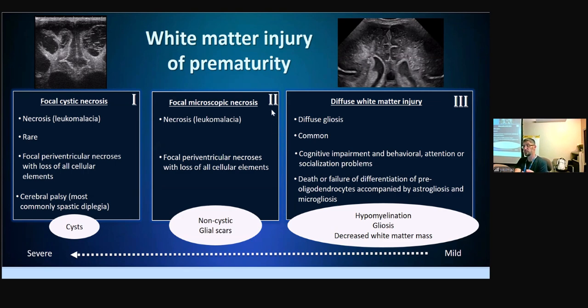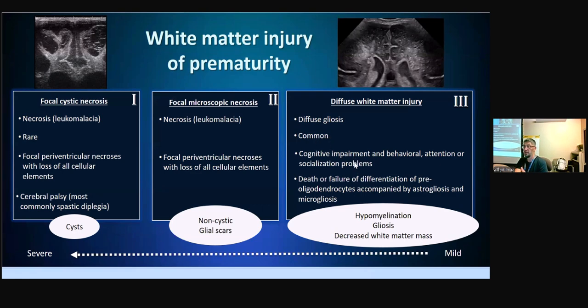But there are also two other different groups of PVL, and they are more common. The second group is focal microscopic necrosis, and it's also a leukomalacia, and it is non-cystic glial scars. So there is no way you can detect this. You can only detect the cystic PVL on the ultrasound. And there's this one, less severe compared to cystic PVL. And we have this diffuse white matter injury pattern, which causes diffuse gliosis.